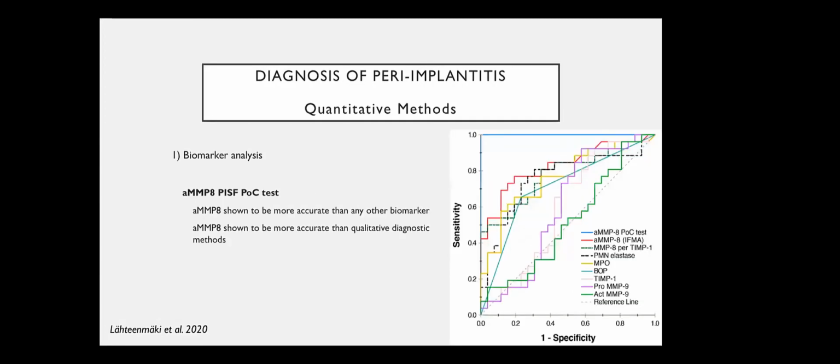So if you're comparing AMMP8 to other biomarkers in the saliva and the gingival crevicular fluid, if you look at the graph on the right, you can see that AMMP8 has the best sensitivity and the best specificity compared to any other oral biomarkers, and also the current gold standard for diagnosing peri-implantitis, which is bleeding on probing. So you can see here the bleeding on probing is not as good as the AMMP point of care test, which is all the way up here and very stable. So AMMP8 has been shown to be more accurate than any other biomarker, and also more accurate than qualitative diagnostic methods currently available to us.